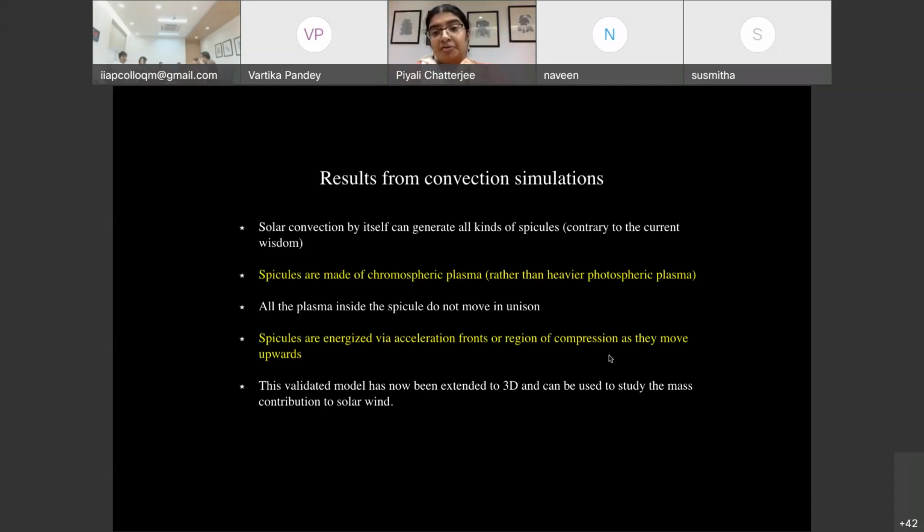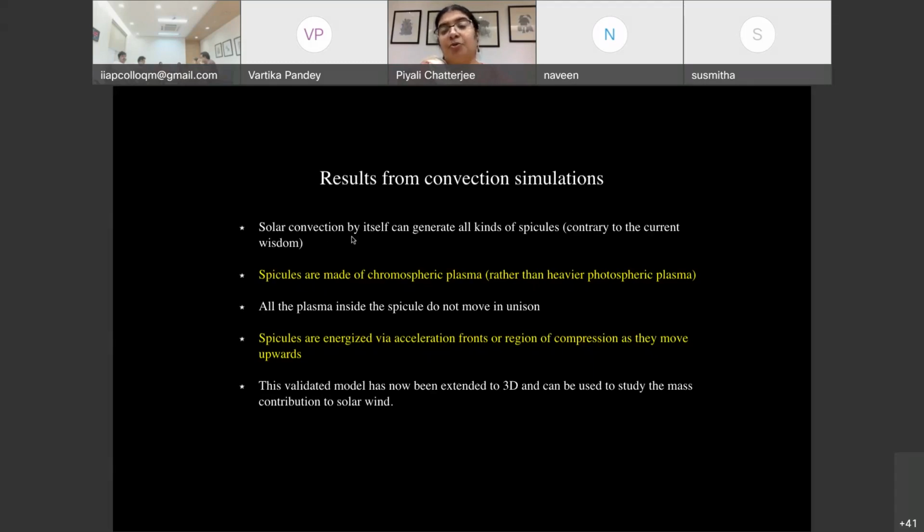Now we want to know if those 4 ingredients are enough for the real sun. Can convection basically produce that kind of forcing that is needed to form the spicules? So what we find is, yeah, the result is affirmative. So the solar convection by itself can generate all kinds of spicules with a given distribution, long and short. And this is contrary to the current wisdom in the community.